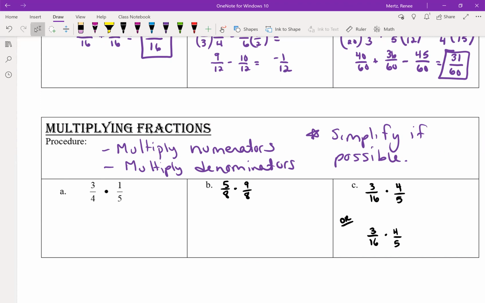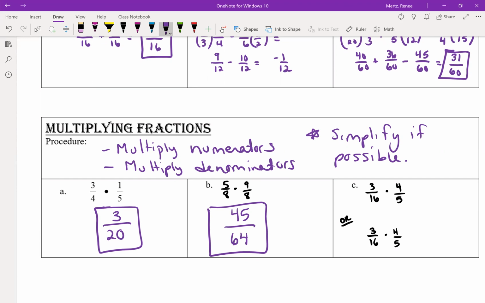So for A, very simple, multiply across the top, we get 3, multiply across the bottom, we get 20. That's the answer. There's not really any work to be shown. For B, multiply across the top, we get 45, multiply across the bottom, we get 64. They don't have anything in common, it's done.